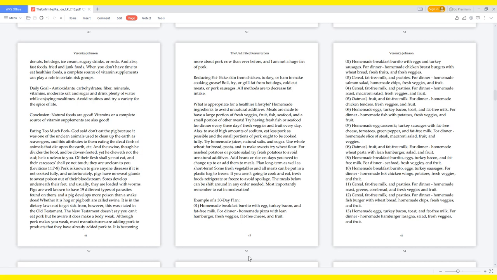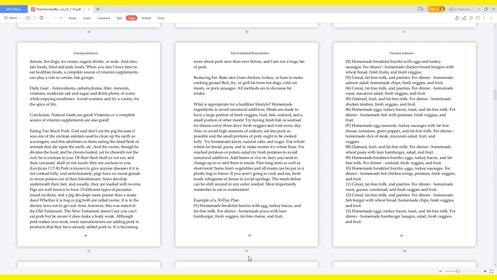Day 6: Homemade eggs, turkey bacon, toast, and fat-free milk. For dinner, homemade fish with potatoes, fresh veggies, and fruit. Day 7: Homemade egg casserole, turkey sausages with fat-free cheese, tomatoes, green pepper, and fat-free milk. For dinner, homemade slice of steak, macaroni salad, fruit, and veggies. Day 8: Oatmeal, fruit, and fat-free milk. For dinner, homemade wheat pasta with lean hamburger, salad, and fruit.